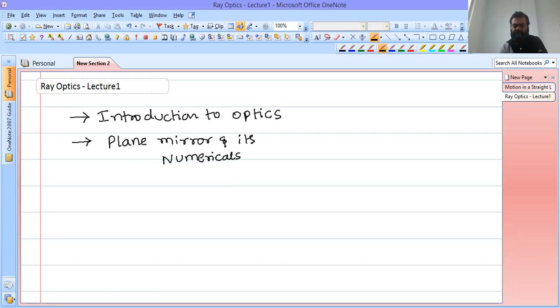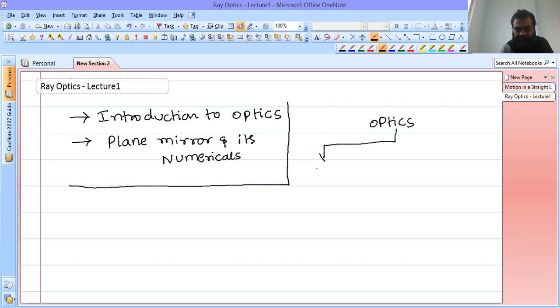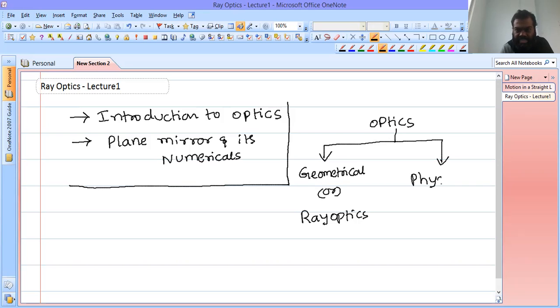Now, optics is a branch in physics which deals with the properties of light. Before going to study optics, note that optics is divided into two types. One is geometrical optics, which we can also call ray optics, and another one is physical optics, which we can also call wave optics.